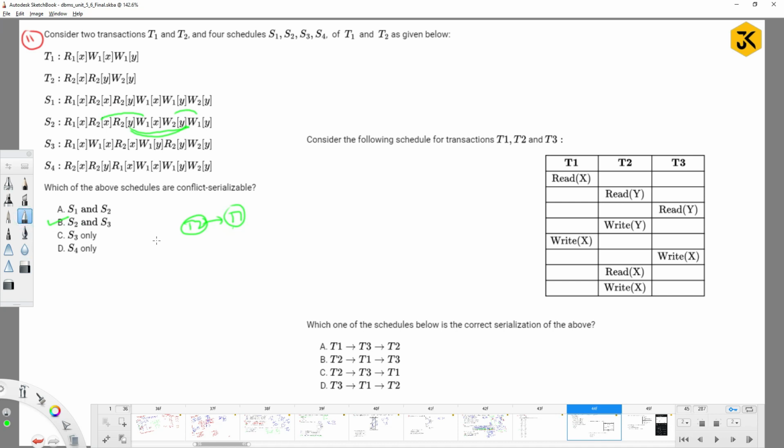What about S3? Read 1 of X. And is there any problem with W2 of X? No. W1 of X with R2 of X, so T1 to T2 is there. Good. Next, R2 of X, no problem. W1 of Y, R2 of Y, so again T1 to T2 only. W1 of Y, W2 of Y, again T1 to T2 only. Again there is no problem with this one. So there is no loop. I can say that S3 is also conflict serializable. So option B is the correct answer. You can eliminate all the remaining ones, right? Okay.